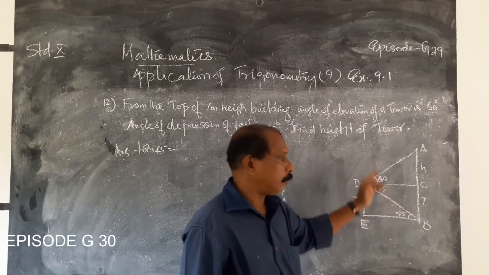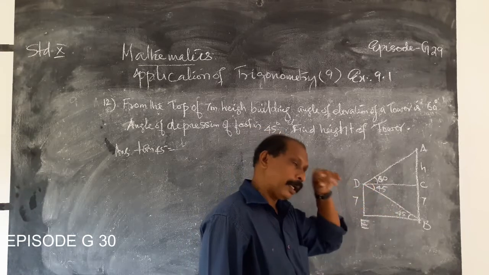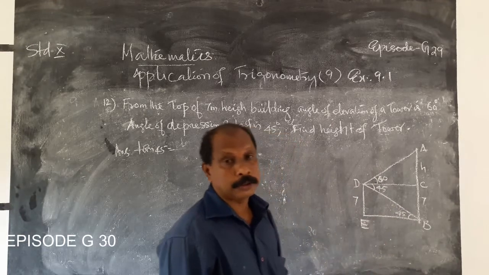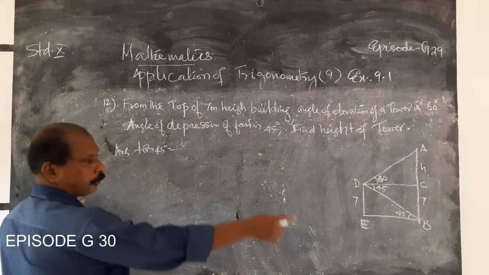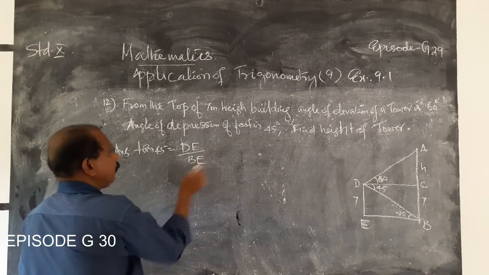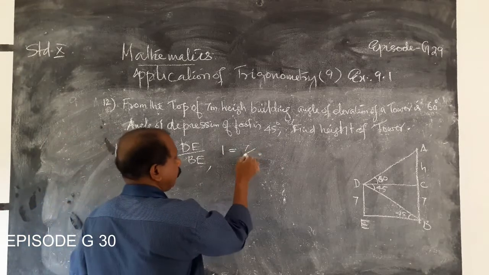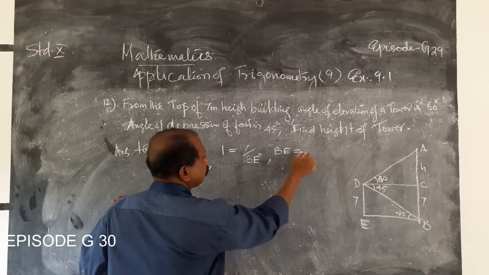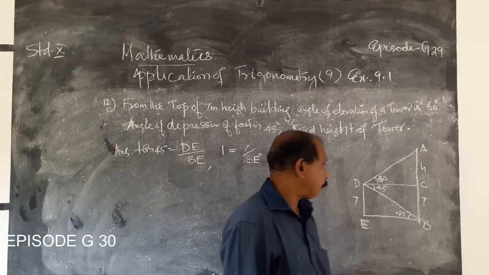Because they are parallel and the transverse line cuts the two parallel lines, alternate angles are equal, corresponding angles are equal. There are several properties for angles. Therefore, this angle is 45. Therefore, tan 45 is equal to opposite side D by adjacent side DE. What is tan 45? It is 1. 1 is equal to 7 by DE. Cross multiplication, DE is equal to 7 meters. That means the distance between the building and tower is 7 meters.